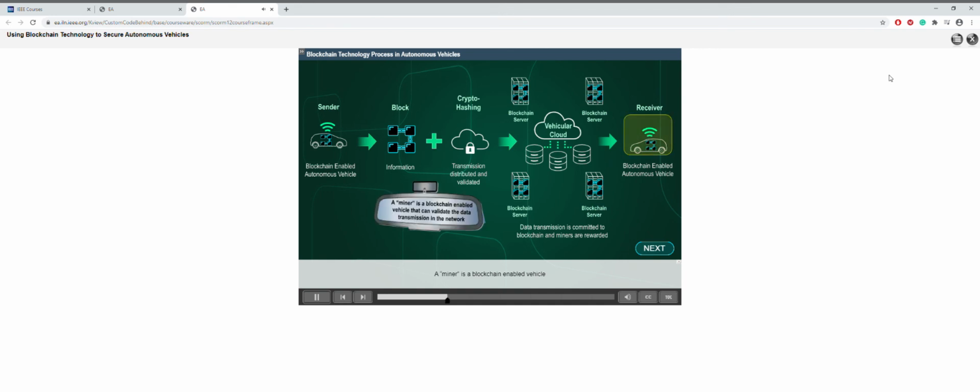A miner is a blockchain-enabled vehicle that can validate the data transmission in the network. The receiver is confident that the information is accurate because it is coming from the blockchain server.